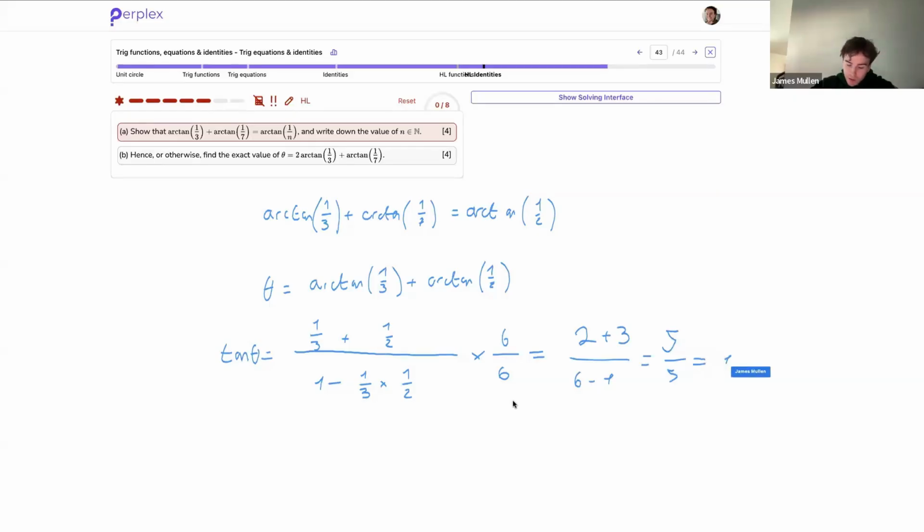So tan of theta is equal to 1, and both arctan of 1 over 3 and arctan of 1 over 2 are less than pi over 4 because 1 over 2 and 1 over 3 are less than 1. That means that I can take the inverse tan of both sides and say theta is equal to arctan of 1, which is equal to pi over 4.